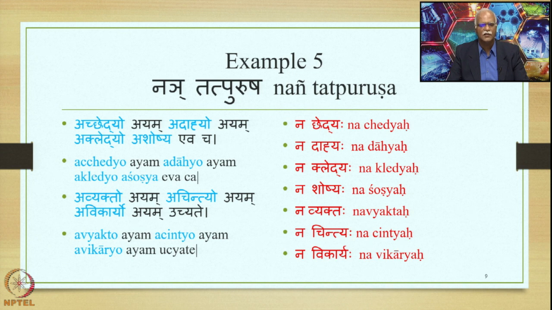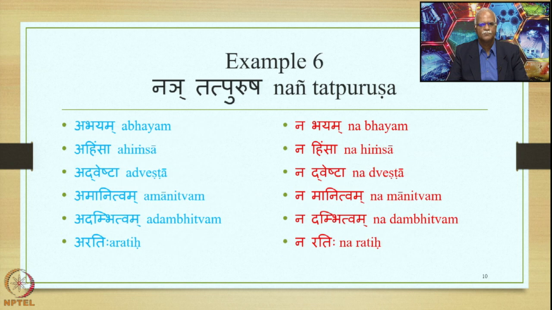Avikaryaha as another case of Nay Tatpurusha, whose vigraha is Na Vikaryaha. And you will find several such examples, not just in Bhagavad Gita, but also elsewhere in the Sanskrit literature, not just in Sanskrit, but also in modern Indian languages. Here are some more examples from Srimad Bhagavad Gita.